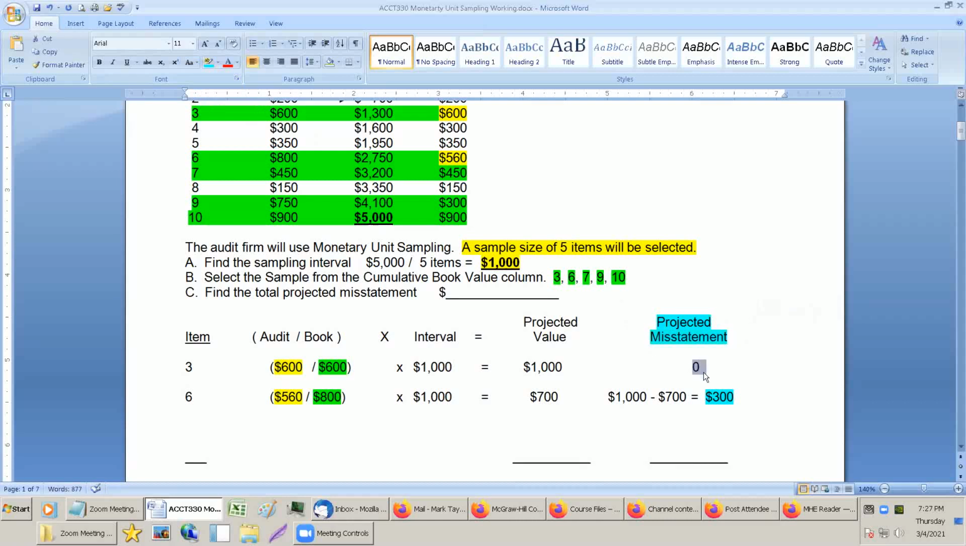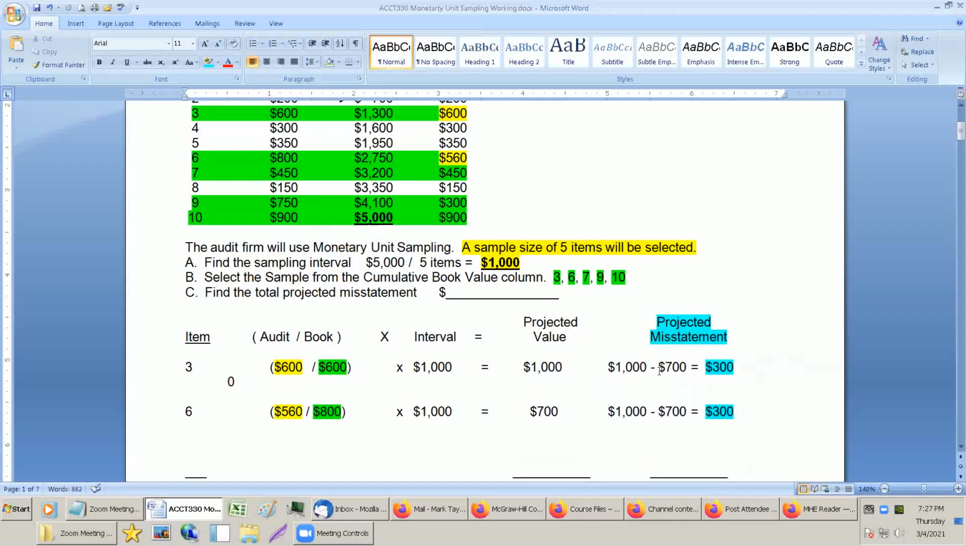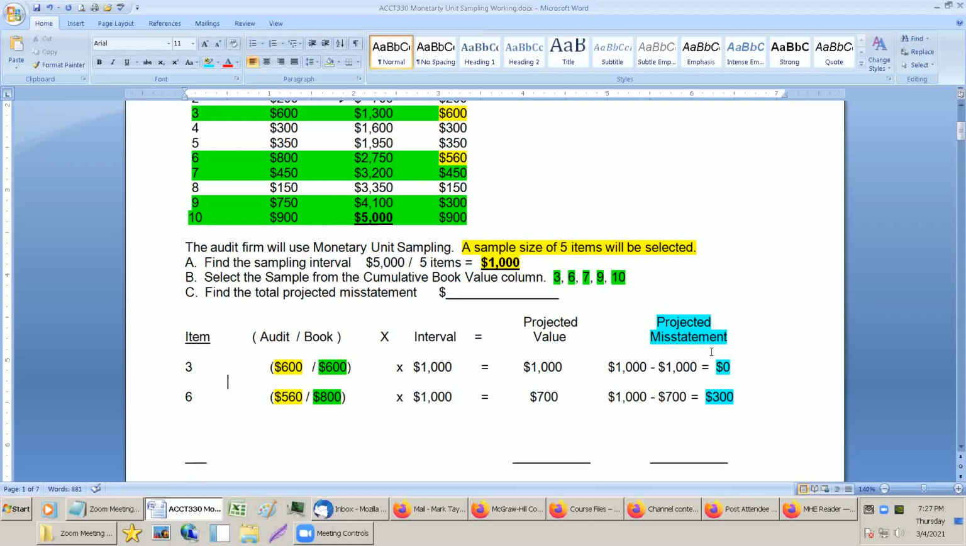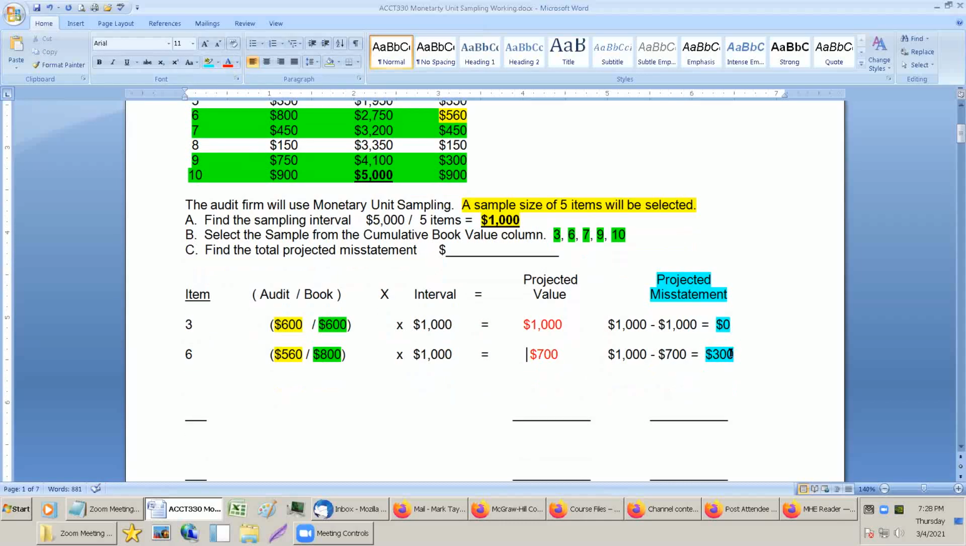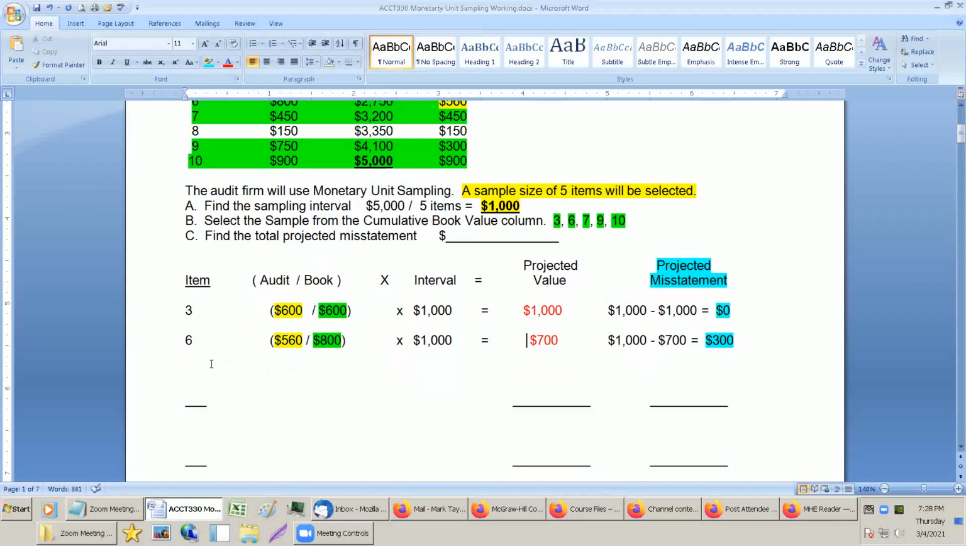First one was 0. Everything was fine. I guess you could put this up here for that one too. So this is the projected value, and the projected value is what we value that interval at. And actually, we're more interested in this over here usually, what the projected misstatement is.